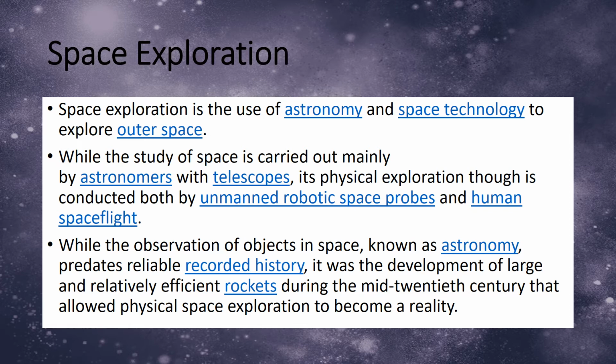Space exploration is the use of astronomy and space technology to explore outer space. While the study of space is carried out mainly by astronomers with telescopes, its physical exploration is conducted by unmanned robotic space probes and human space flight. So astronomers are often on the Earth, on the ground, with their telescopes trying to see into space, whereas actual physical exploration, so that's where people are actually physically putting themselves into space. This is normally astronauts or people who are skilled and trained in space exploration.